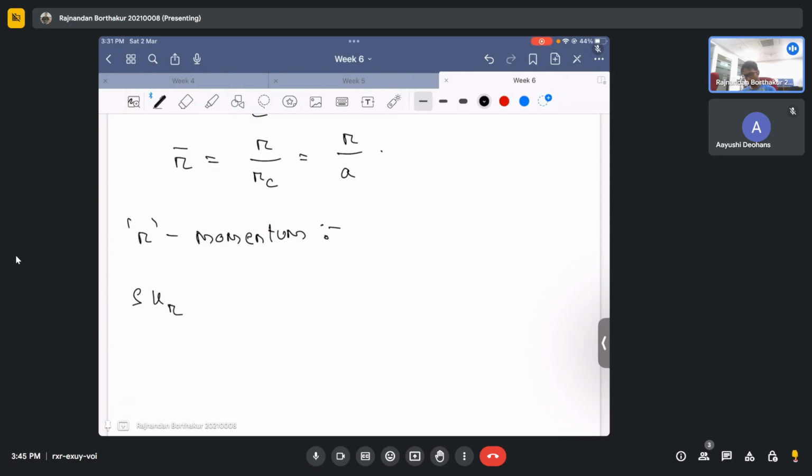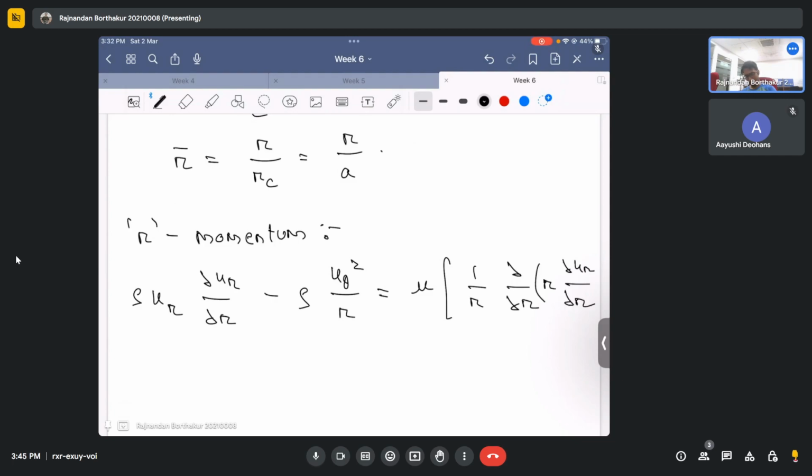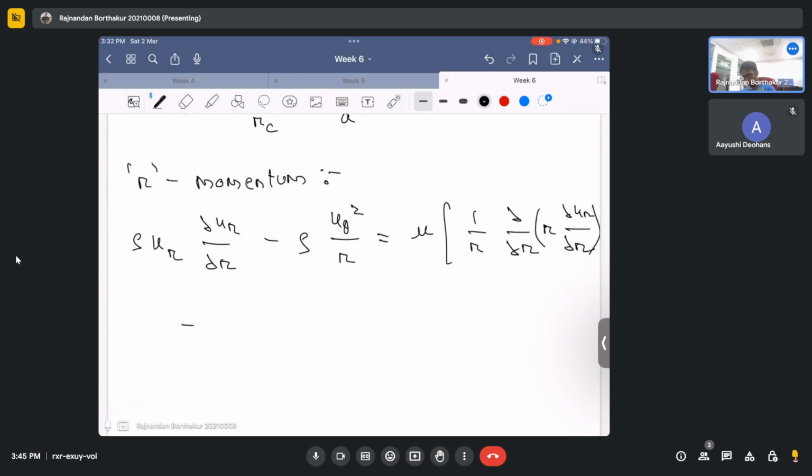It is rho UR times del UR by del R, minus rho U theta squared by R, equals minus del P by del R, plus mu, the dynamic viscosity, times 1 by R del by del R of R times del UR by del R, minus UR by R squared. Of course there should be this pressure gradient, which is del P by del R.